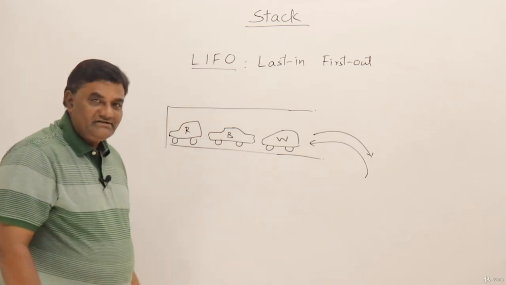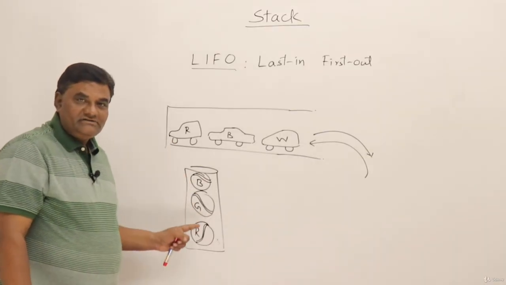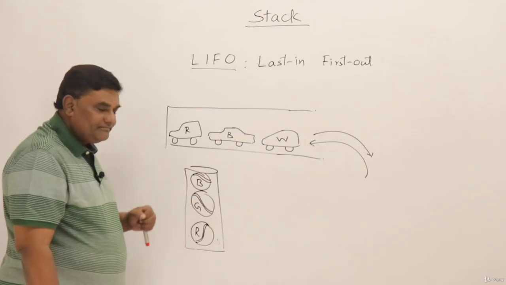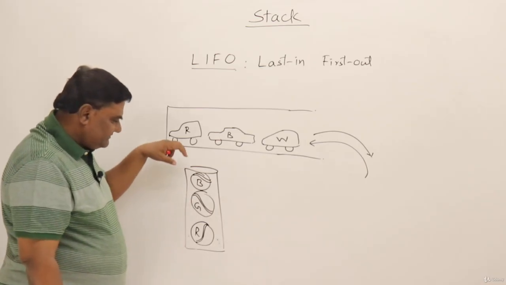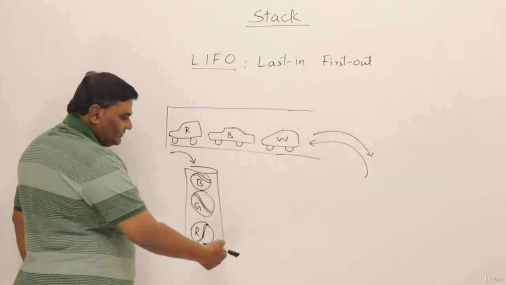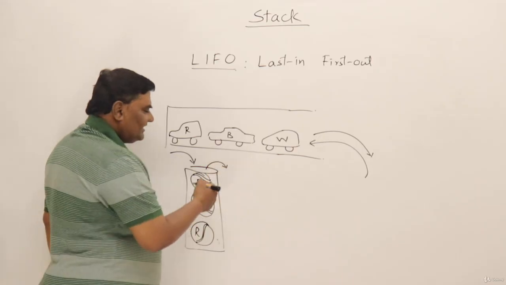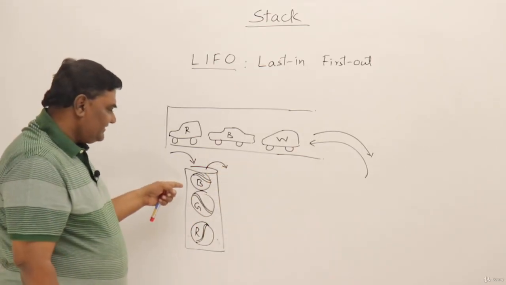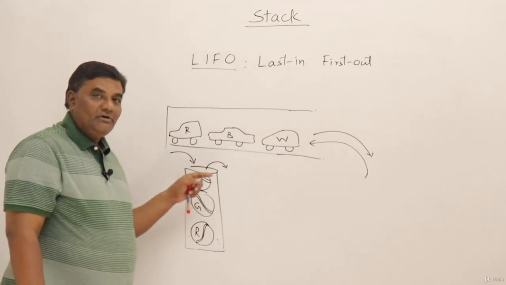Now let us take one more example. There is a can of balls. 3 balls are there: first red color, then green, and then blue. Now, from which direction have I inserted these balls in this can? This direction. This is the opening. This is closed, the bottom is closed. Then if I have to take out balls, from this direction only they will come out. Which was the last ball inserted in this can? Blue ball. Then which will go out first? Blue ball will go out.